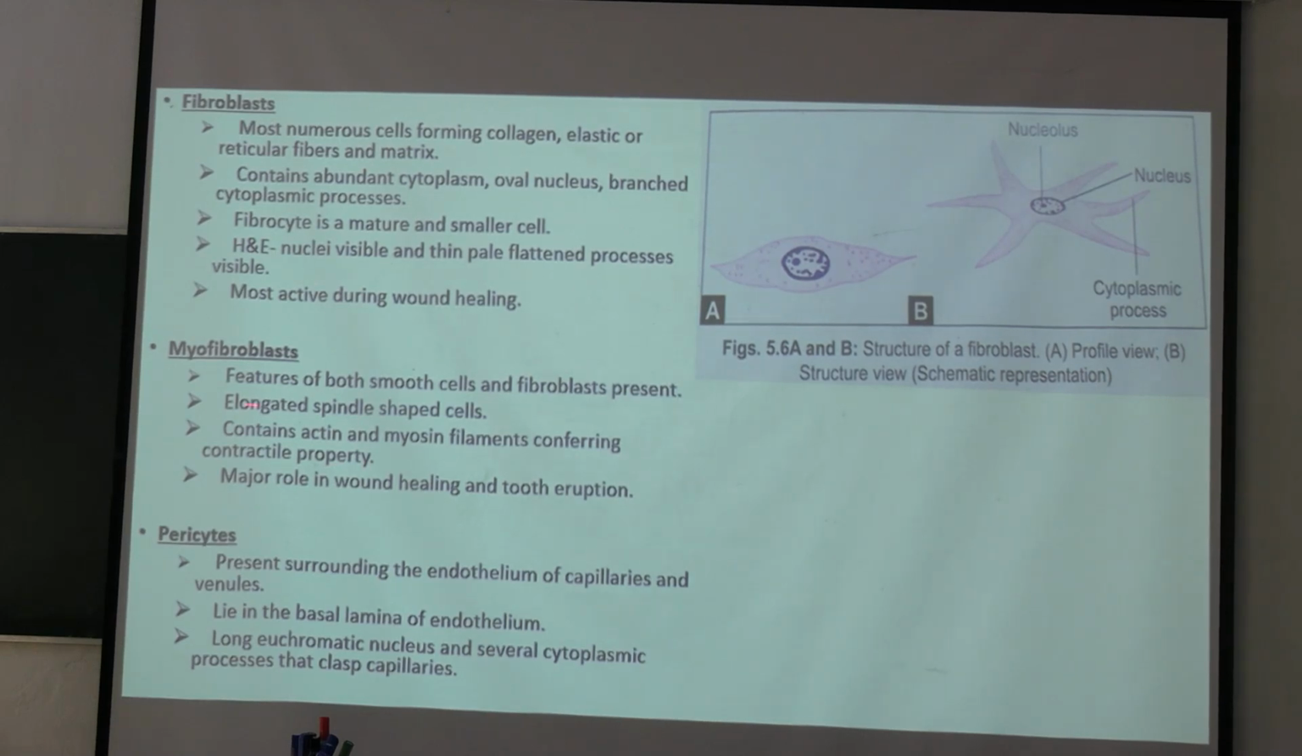Next is myofibroblasts. Features of both smooth muscle cells and fibroblast are present. Myo means muscle cells, okay, and fibroblast means fibroblast. So both of the properties are present. Elongated spindle-shaped cells contain actin myosin. Actin myosin is present in muscle fibers. Okay, so here actin myosins are present, conferring contractile property and a major role in wound healing and teeth eruption. Okay, so these are the functions of myofibroblast.